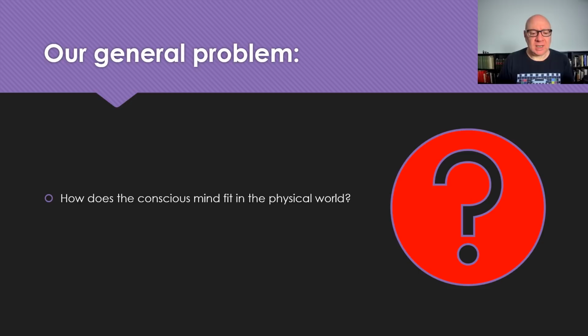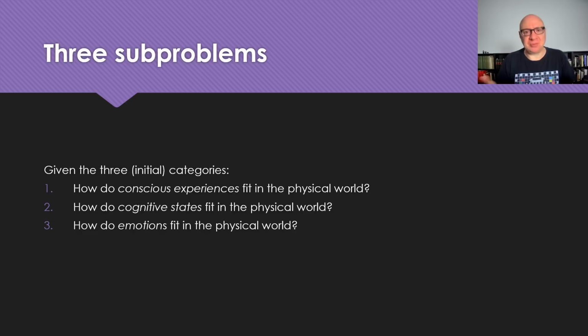So how does the conscious mind fit in the physical world? Well, basically we have these three types of mental states making up the conscious mind. So basically we have three sub-problems. How do conscious experiences fit in the physical world? How do cognitive states fit in the physical world? And how do emotions fit in the physical world? So we're just starting by trying to explain how we could think about the mind, what an initial classification is, and already we have multiplied our problem.